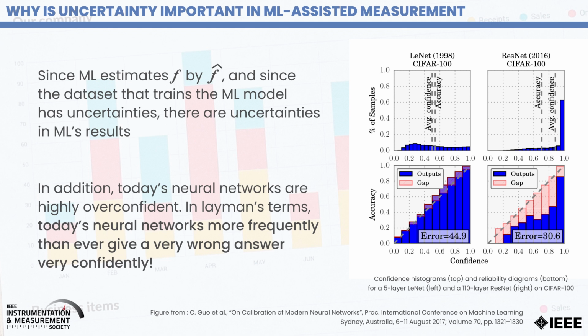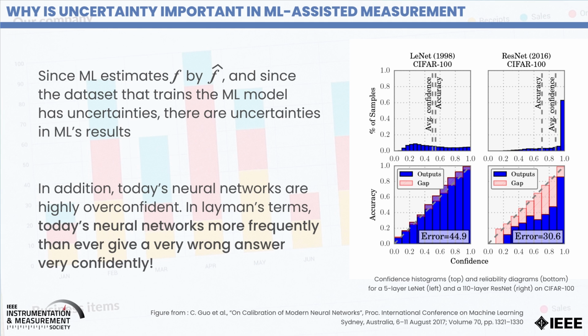If you look at this diagram, you can see that in the 1990s, the average confidence of a neural network was slightly lower than its accuracy, which is good. We want to be on the safe side. But today, unfortunately, the average confidence of a neural network is much higher than its accuracy. And this leads to practical problems because the neural network will confidently, very confidently give a very wrong answer to the user, and the user will lose trust in the system after a while.